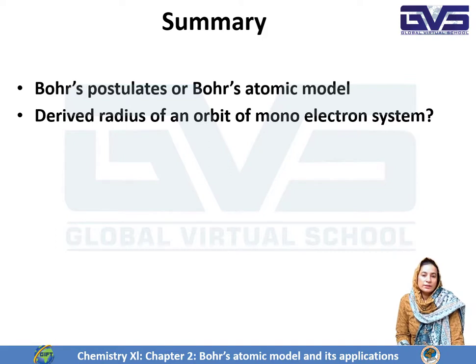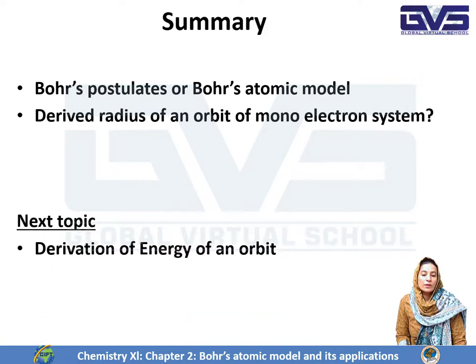Today we have understood Bohr's postulates, and we also derived the expression to calculate the radius of a mono-electron system. Our next topic will be the continuation of Bohr's atomic model. In that case, we will calculate the energy, and after energy, we will calculate the difference in energy of the orbits, wave number, and frequency of the orbits. So this was all about Bohr's atomic model and one of its applications.